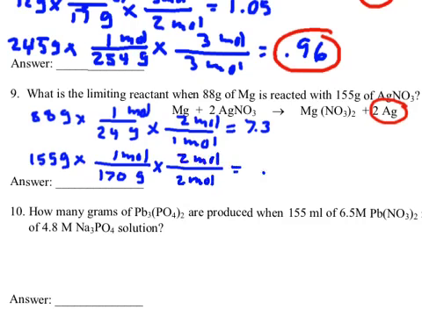And when I multiply that through, I get 0.91, which is clearly less. So there you go. My limiting reactant is the 155 grams of AgNO3.